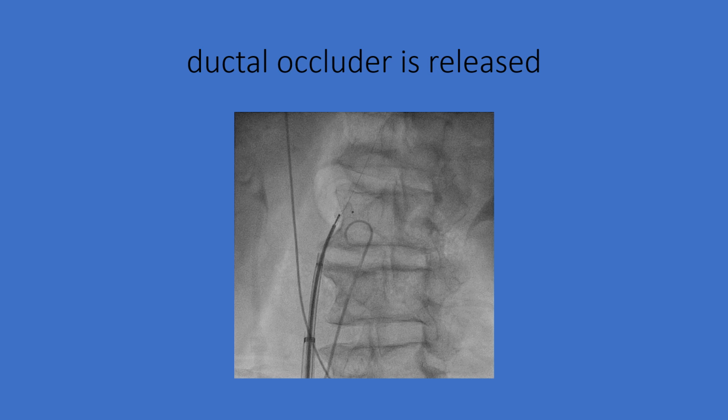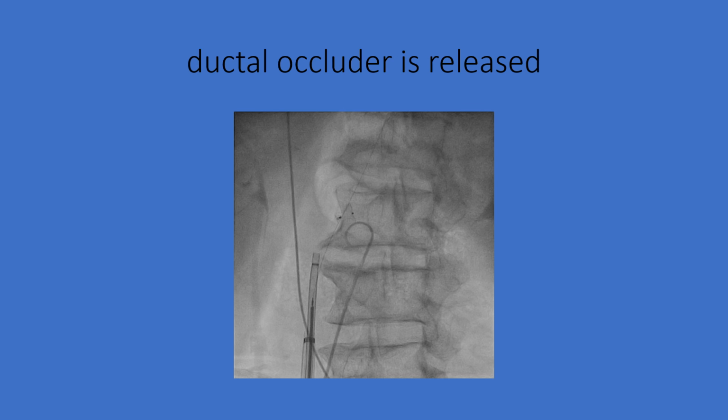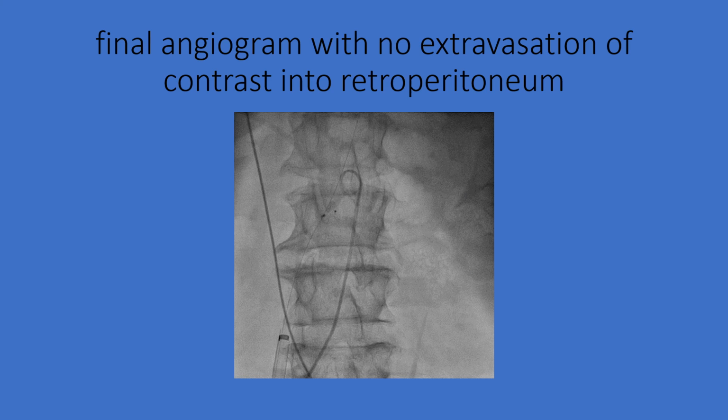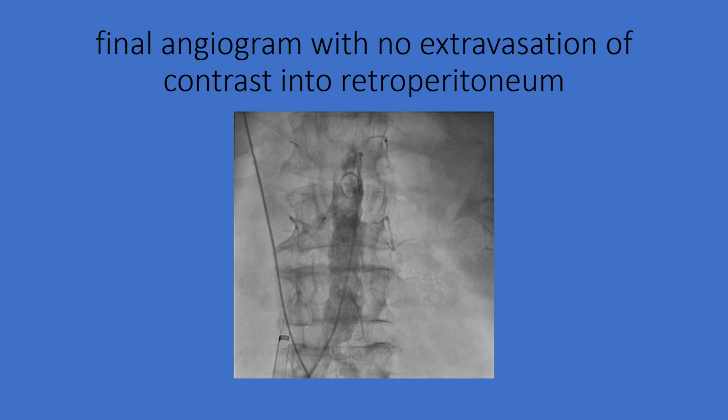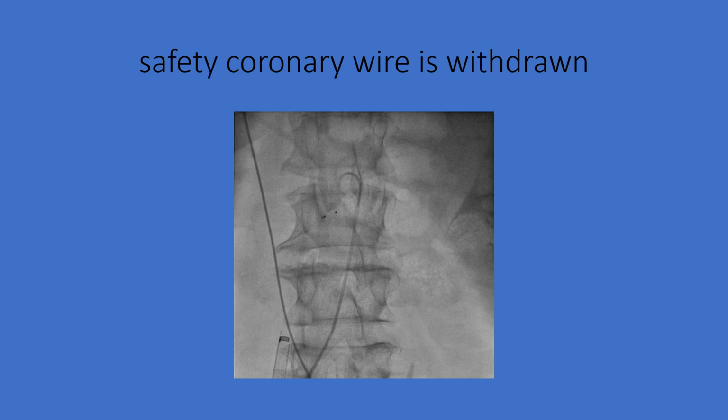The result of the closure is satisfactory with no evidence of extravasation into the retroperitoneum. Therefore, the ductal occluder device is released. And this is our final angiogram showing no extravasation of the dye into the retroperitoneum. This slide shows the withdrawal of the coronary wire before sheaths are removed and hemostasis is achieved using closure device.